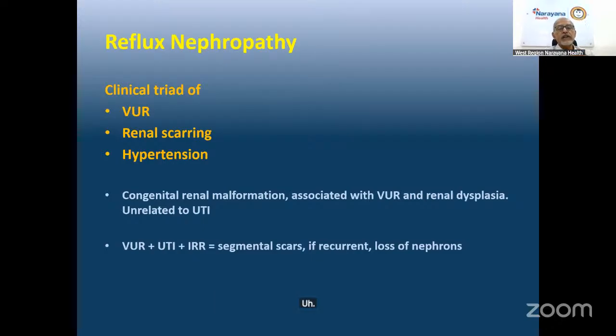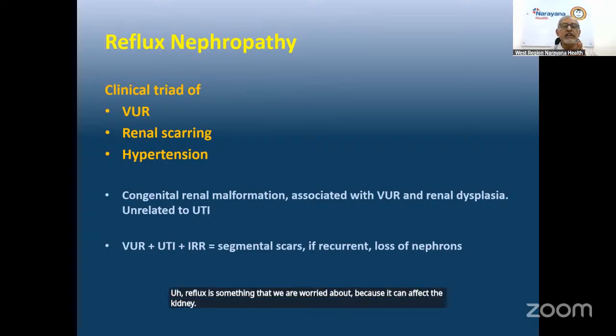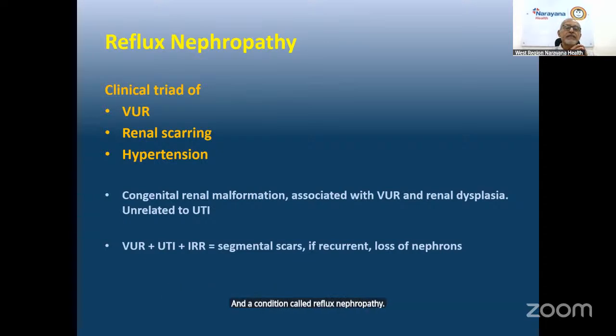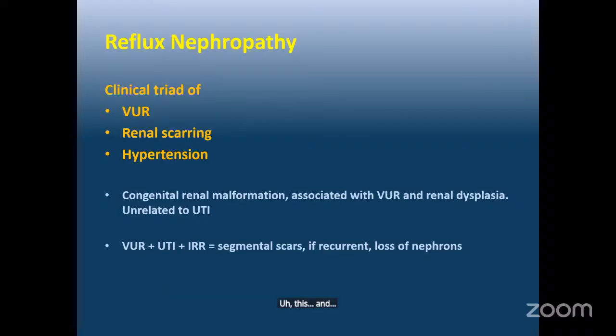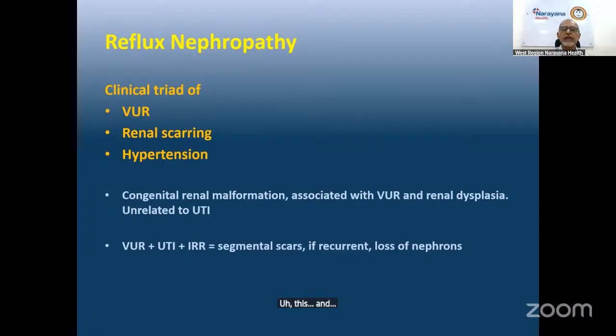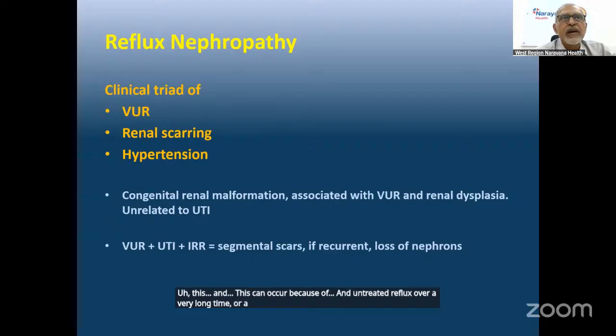Reflux is something that we are worried about because it can affect the kidney, and a condition called reflux nephropathy is present when there is a triad of vesico-ureteric reflux, renal scarring, and hypertension. This can occur because of an untreated reflux over a very long time, or a primary poorly formed kidney with reflux, which leads to all this.